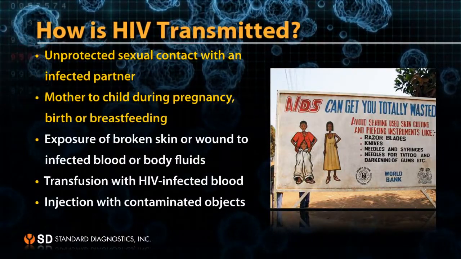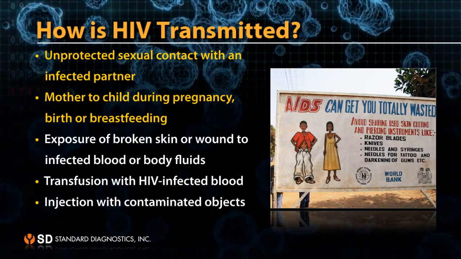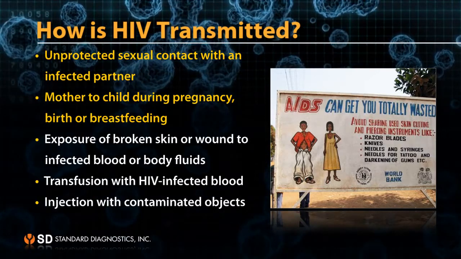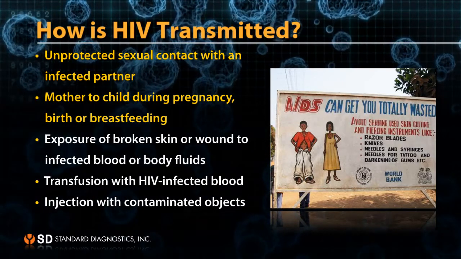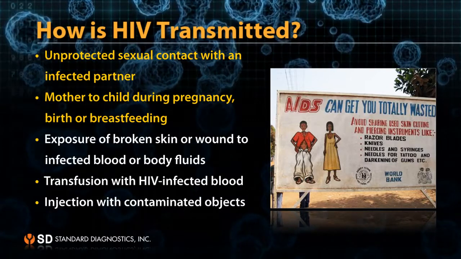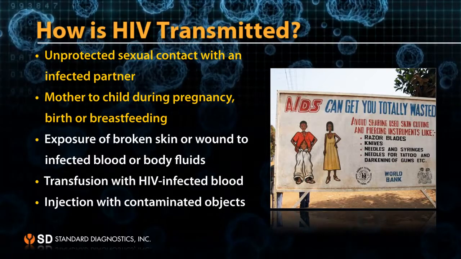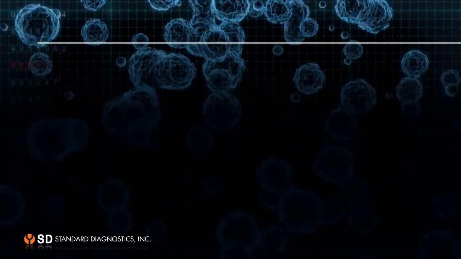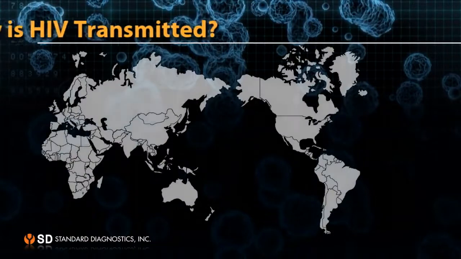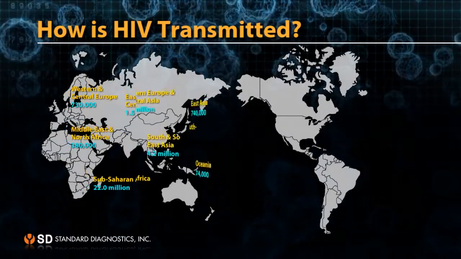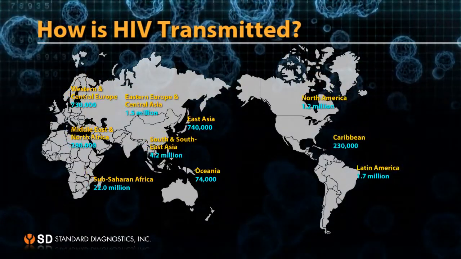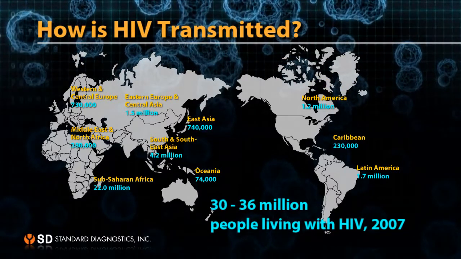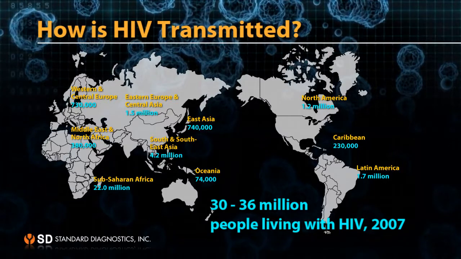People can be infected with HIV by having unprotected sex with an infected partner. HIV can be transmitted from mothers to their babies during pregnancy, delivery, or through breastfeeding. People can also be infected during a transfusion with HIV-infected blood. HIV infection is a worldwide epidemic affecting people everywhere. A total of between 30 and 36 million persons live with HIV. Most of these live in Africa.